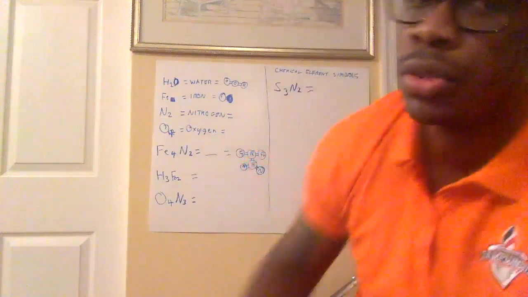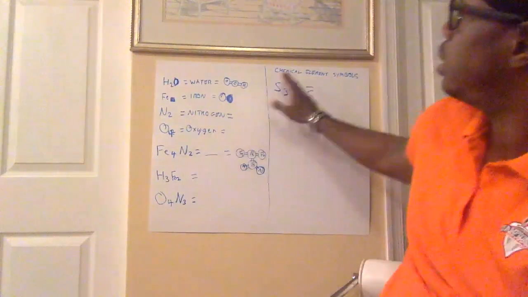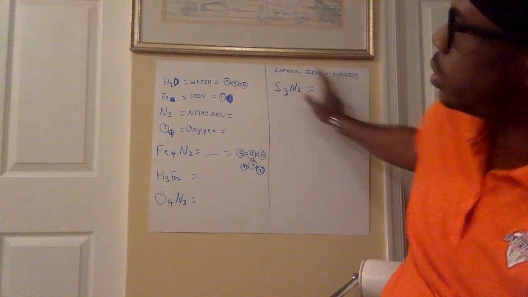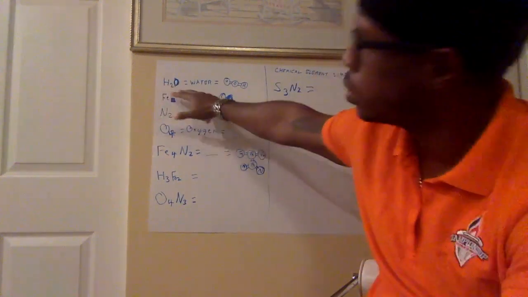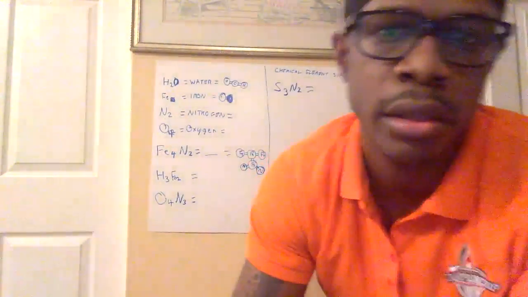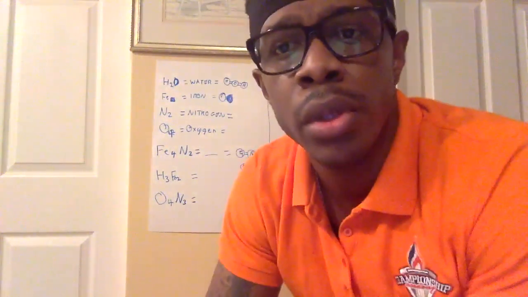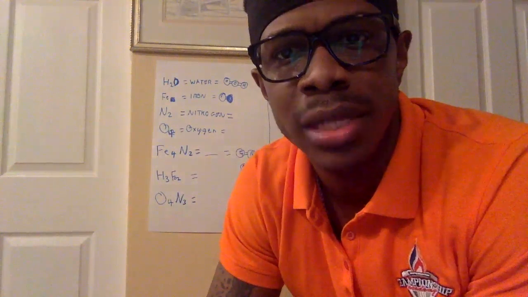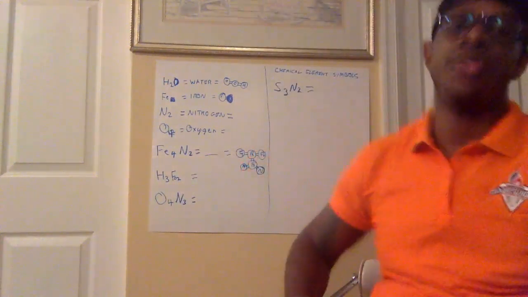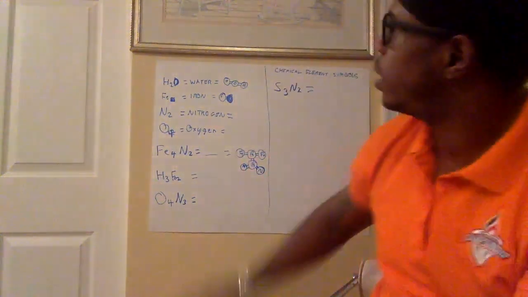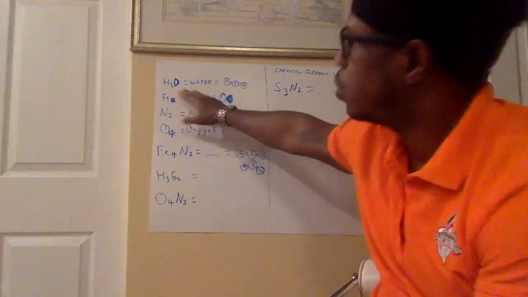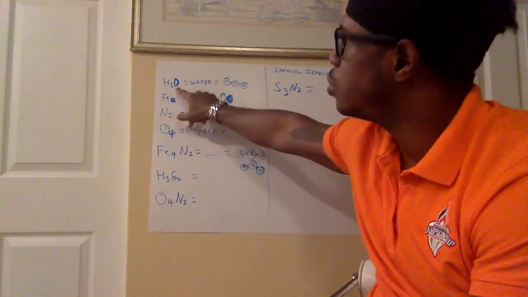Just to go over again, the chemical elemental symbol is just what the molecules look like. For water, it's H2O, iron is Fe, nitrogen would be N, and so on and so forth. What we're going to do today is break down what the numbers mean and how to draw them. So let's say we have water, H2O. We have H, the number 2, and O.